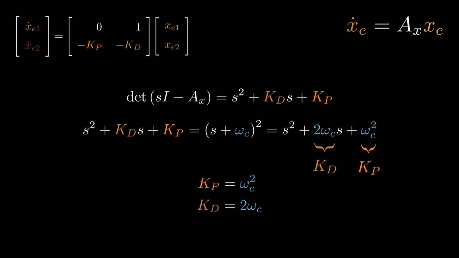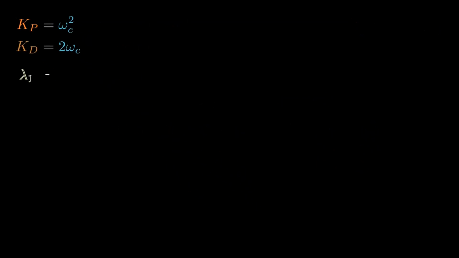And that's it. Well, not really. We have reduced the number of tuning parameters from 5 to 2, but how do we choose the values of omega c and omega o? There's no easy answer. You need to actually tune it to the controlled system.